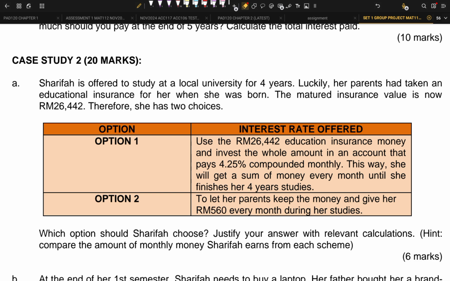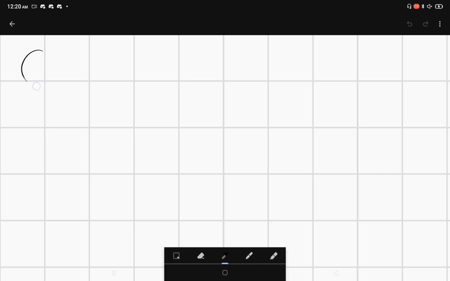So, which option should Sharifah choose? Justify your answers with relevant calculations. There's also a hint given, which is compare the amount of monthly money Sharifah earns from each scheme. So, let's look at the answer.